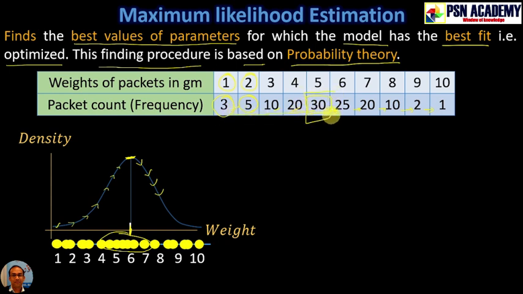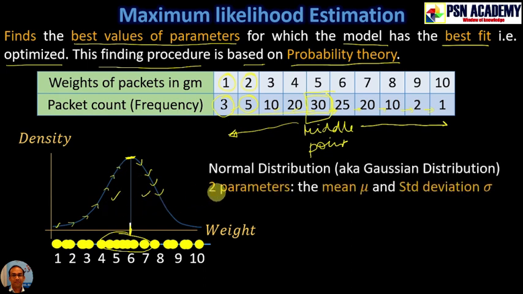So this is the middle point or middle region. And on the left hand side, it is going down from 20 to 3. And on the right hand side, it is going down from 25 towards 1, right? Now, if we have the left hand side data points and the right hand side data points symmetric, then we say that this is a normal distribution. And this normal distribution is also known as Gaussian distribution.